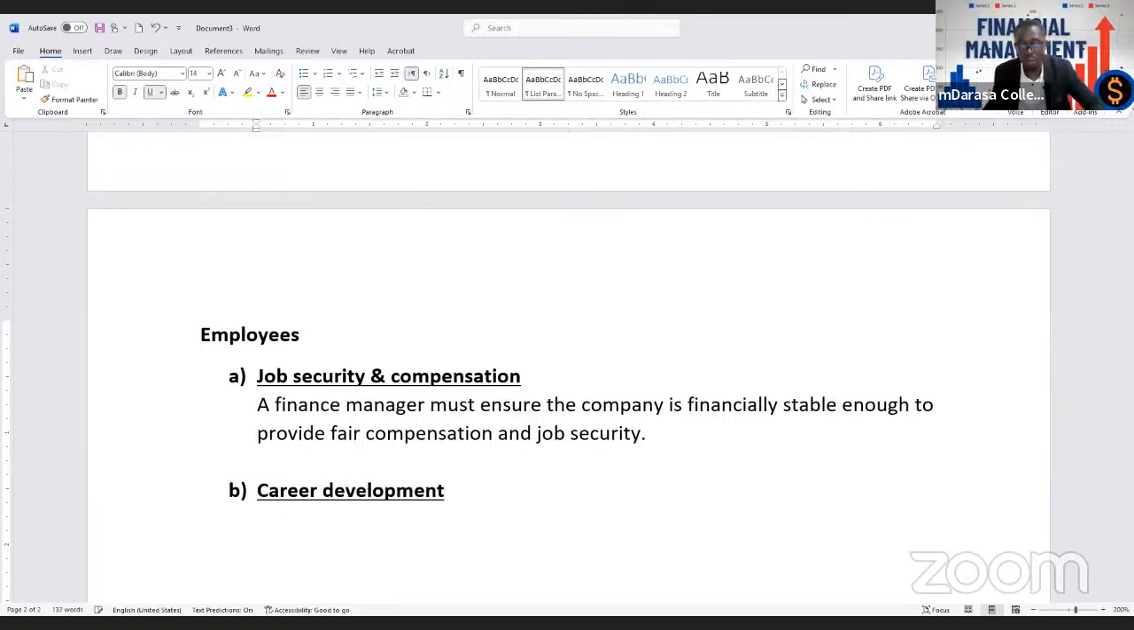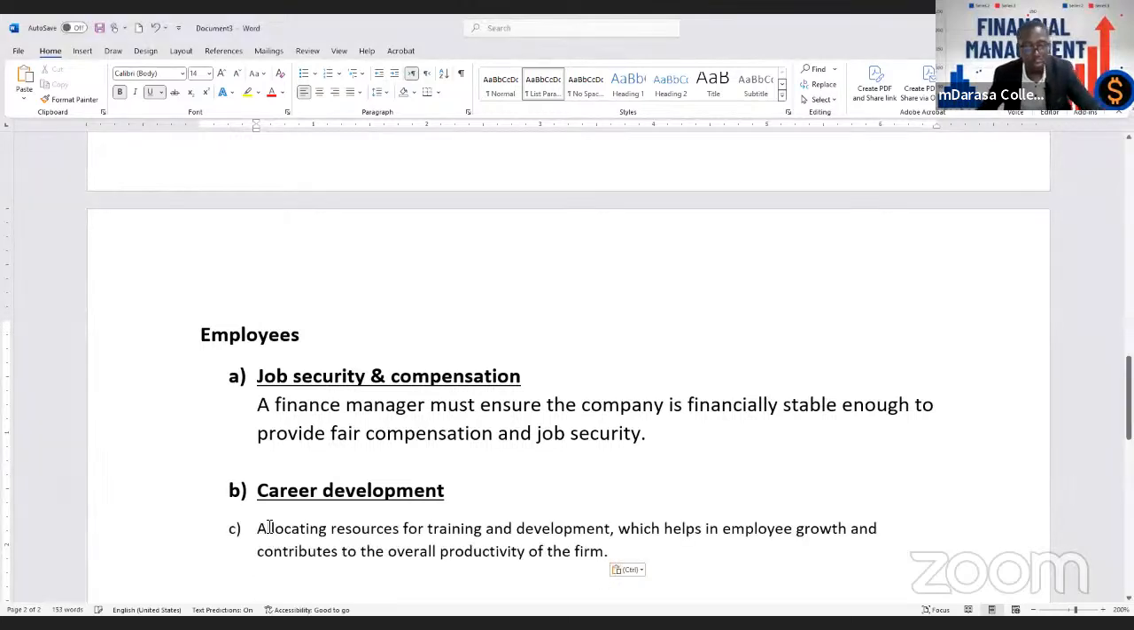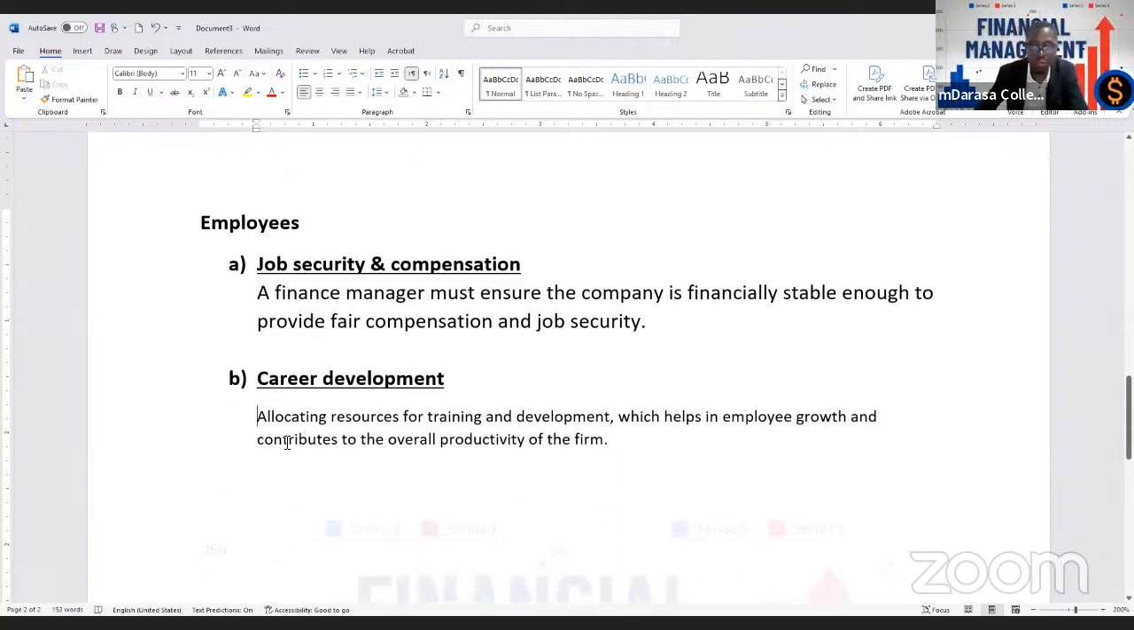In career development, Mwalimu is saying, very briefly, we're talking about allocation of resources for training. This is what we are looking at. We're allocating resources for training and development, which helps in employee growth and contributes to the overall productivity of the firm. These are important to note.